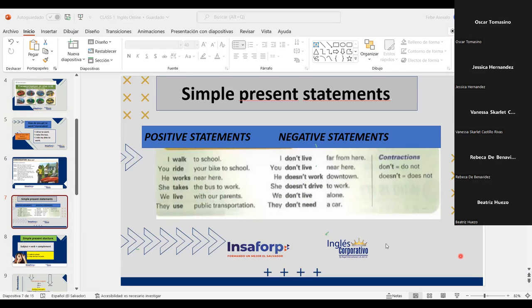Let me have Jessica Hernandez. You are positive statements. Usted va a ser positivo. Oscar, usted va a ser negativo. Actually, la misma dinámica de su compañero, please.